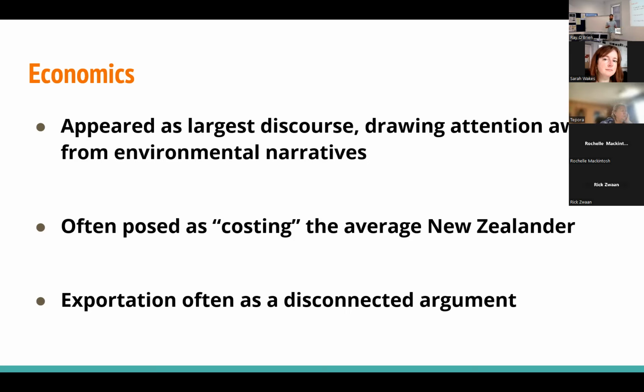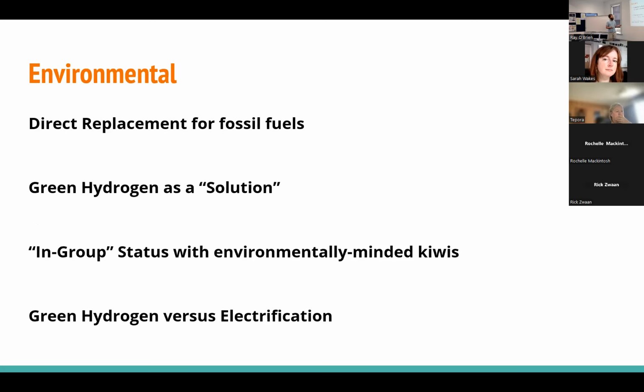We don't know that it's going to sell well, and we don't necessarily know that there's actually going to be people wanting it for the green credits. So although it appears a lot, it's kind of disconnected and doesn't give a good overall impression of green hydrogen. However, that wasn't all about it.